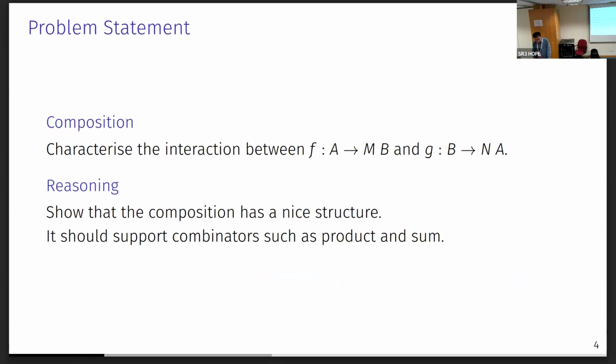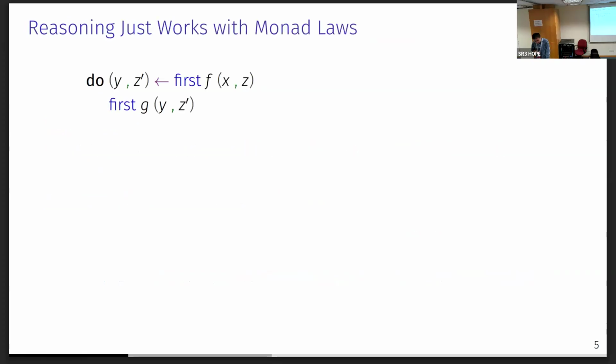So the problem is to characterize the interaction between two effectful computations and to establish some nice structure about this interaction. And it should also support combinators such as product and sum, as we have just shown. So if we just use the Kleisli composition, we can start reasoning with monad laws, right?